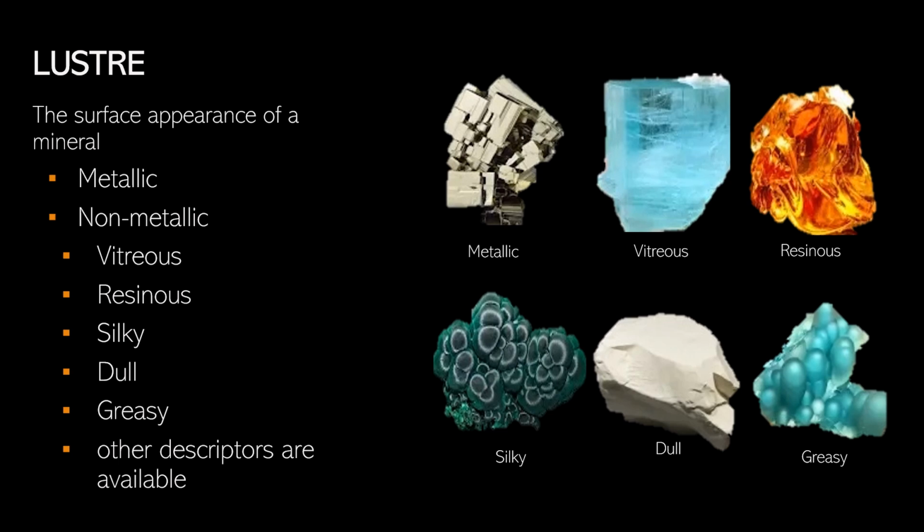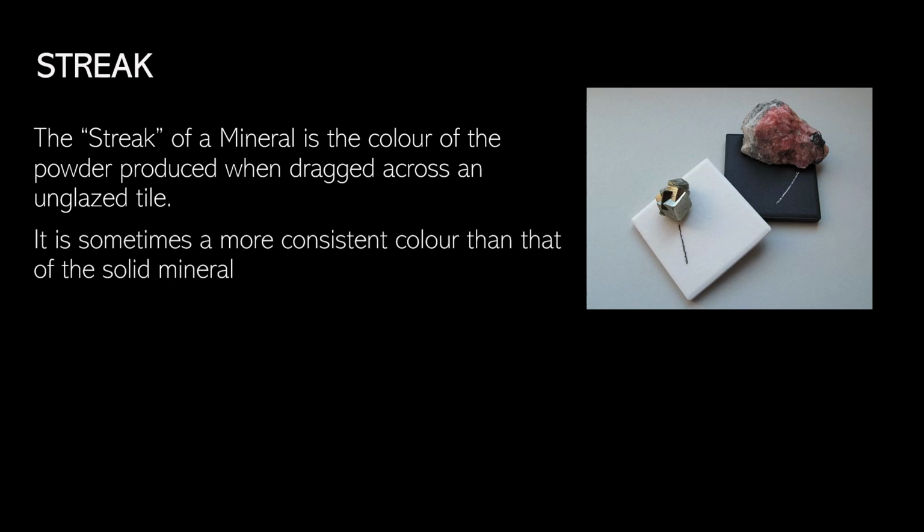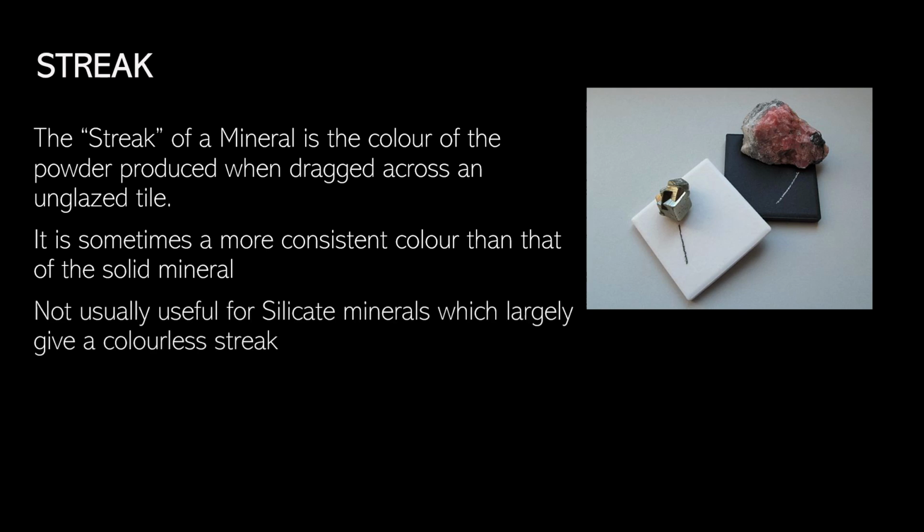Streak. The streak of a mineral is the colour of the powder produced when the mineral is scraped across an unglazed tile. Streak is sometimes a more consistent colour for a given mineral than the colour of actual samples, so can be a useful indicator, particularly when impurities are present. Silicate minerals almost invariably produce a colourless streak, so the technique is generally not useful for this group of minerals.